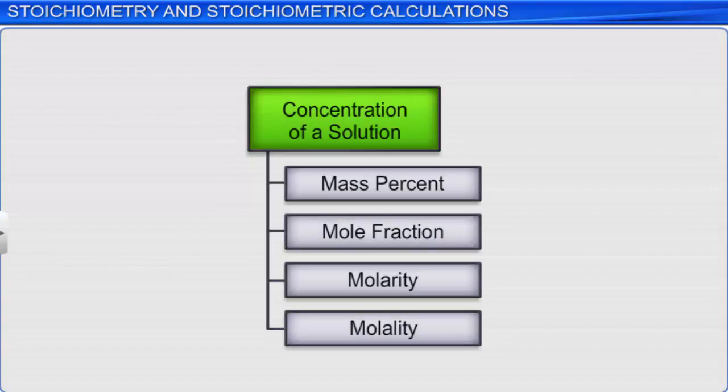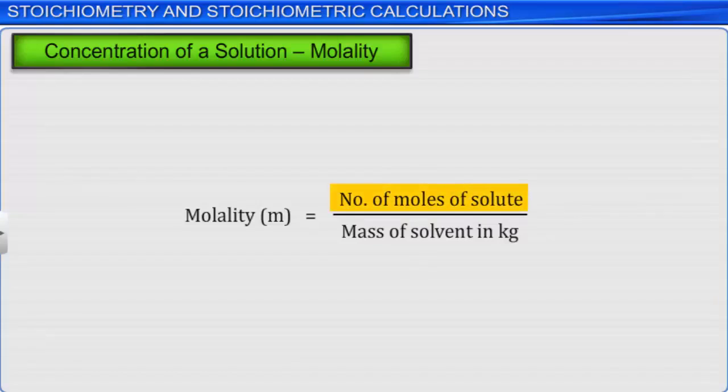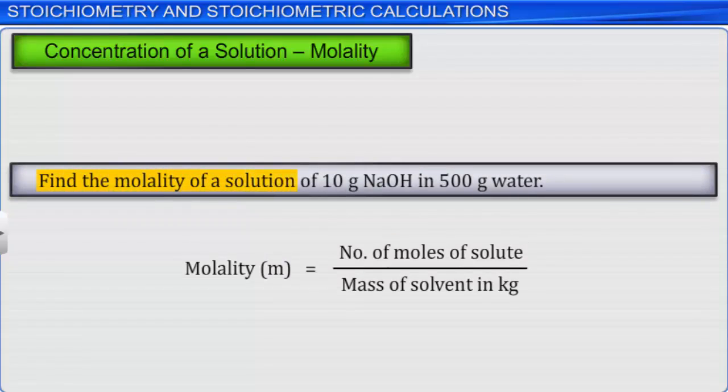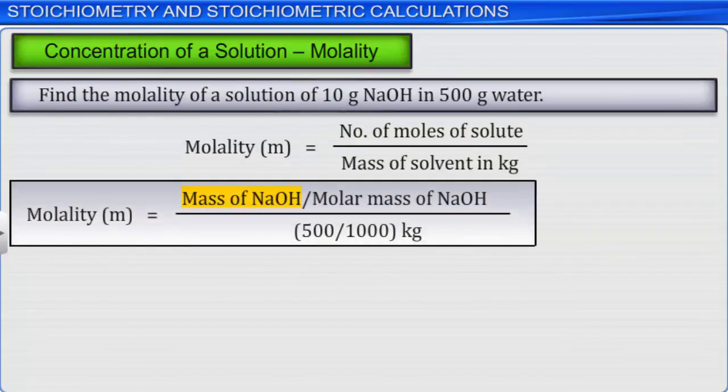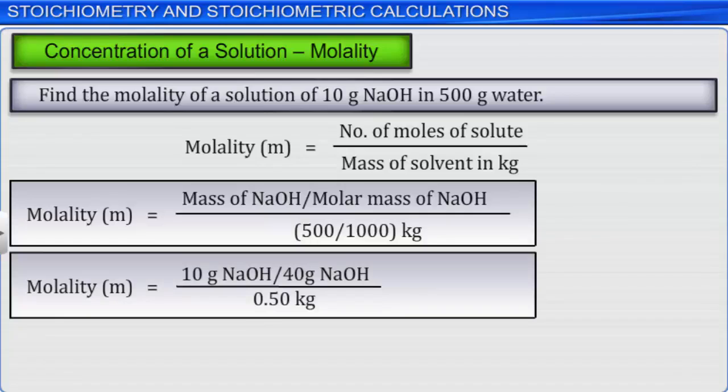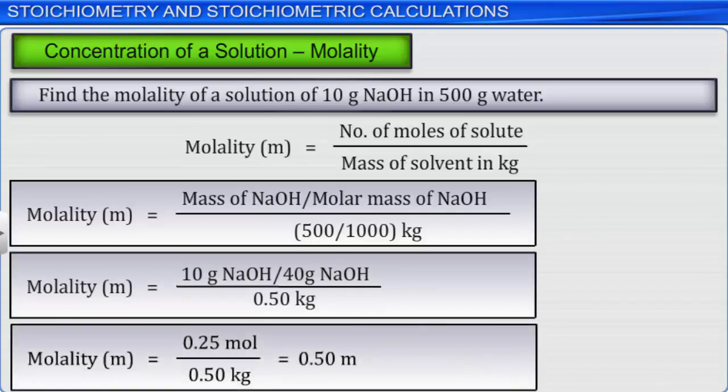Finally, let's look at molality. Molality is defined as the number of moles of a solute present in 1 kilogram of solvent, and it is denoted as lowercase m. Let's say we have to find the molality of a solution of 10 gram sodium hydroxide in 500 gram water. To find the number of moles of solute, we need to divide the mass of sodium hydroxide by the molar mass of sodium hydroxide. We also need to convert 500 gram water into kilogram. Thus, after applying the formula, we get the molality of the solution as 0.50 m.